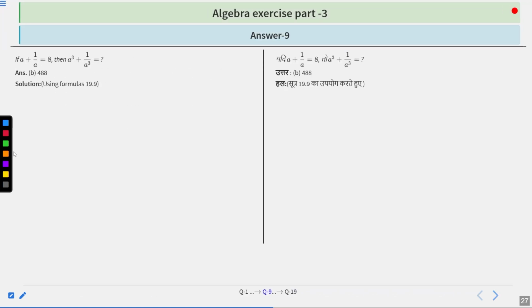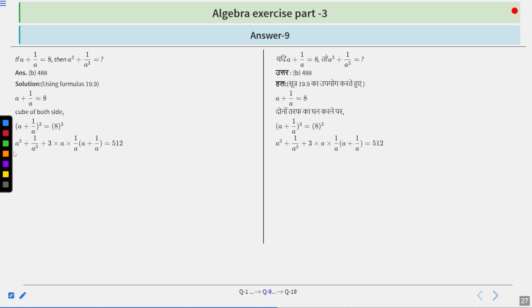So we are using formula 19.9 to solve this question. We were given a plus 1 upon a is equal to 8. Now, cubing both sides, left hand side as well as right hand side. A plus 1 upon a's whole cube is equal to 8 cube. A plus 1 upon a's whole cube, according to formula 19.9, will give us a cube plus 1 upon a cube plus 3a into 1 upon a into a plus 1 upon a. That is equal to 8 cube.